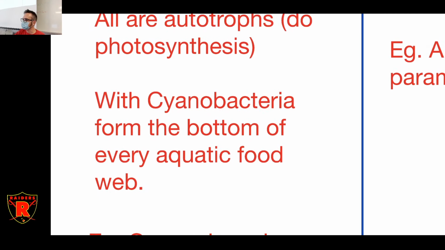So cyanobacteria are bacteria that do photosynthesis or something similar to photosynthesis. And along with cyanobacteria, the plant-like protists form the bottom of every single aquatic ecosystem. So they're absolutely pivotal to the survival of stuff in the water.